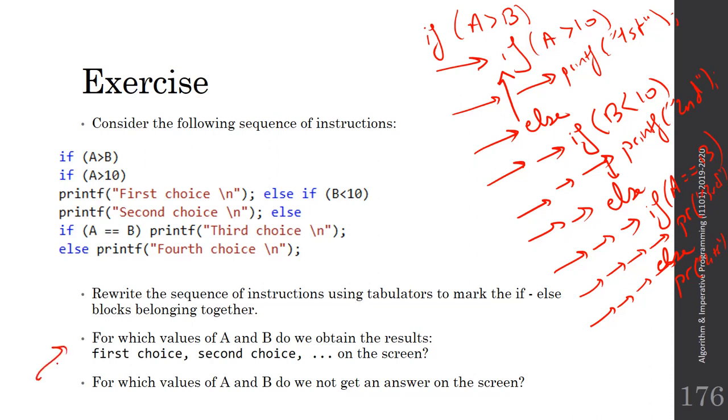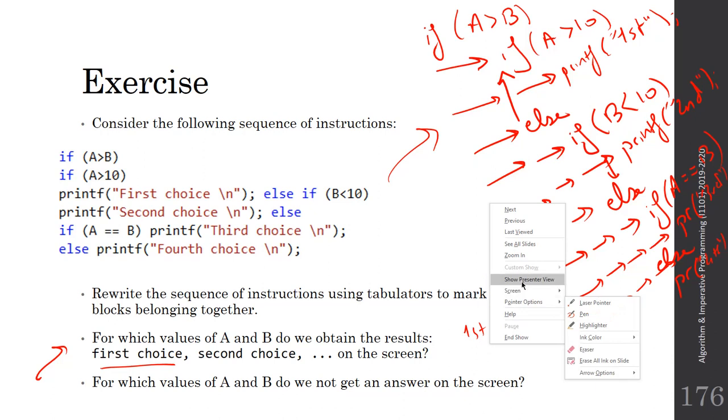Give me values of A and B in order to print first choice. So if I want to execute this instruction, I want to see first choice on the screen. It means A should be greater than B and A should be greater than 10. So it's easy. In order to see first choice, A should be greater than B and A greater than 10. Let's write it here, and so I'll erase and write it more clearly.